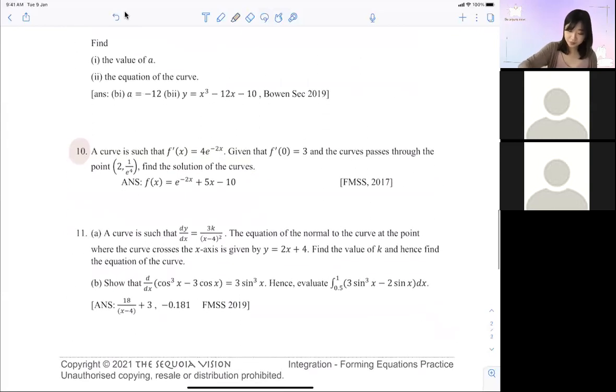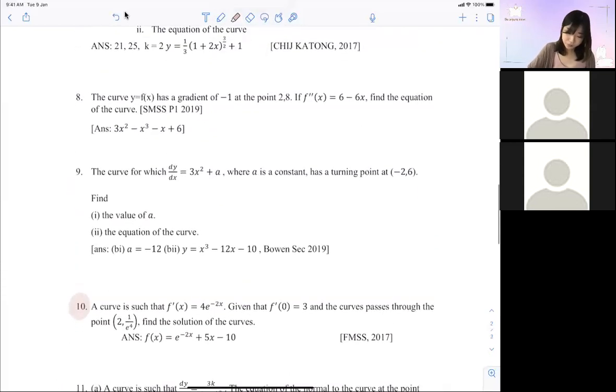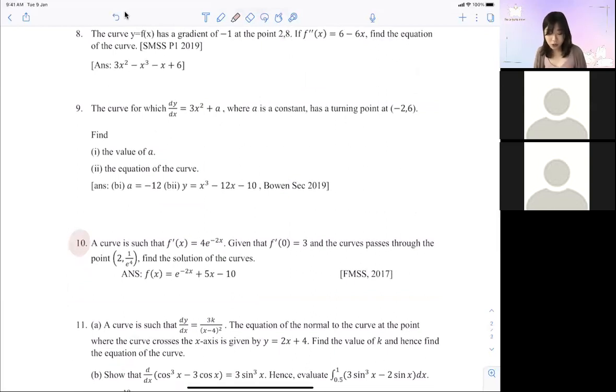Wait, have we done it? 10, haven't. Yeah, it's question 7. 11 we did. Yeah, 11 we did. No wonder I find it so familiar. Okay, 10 is easy. Okay, just have to integrate properly.